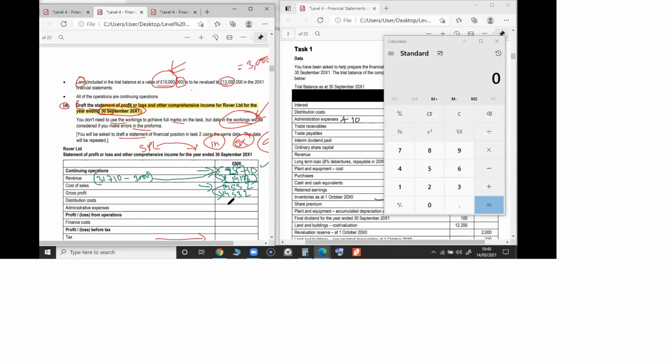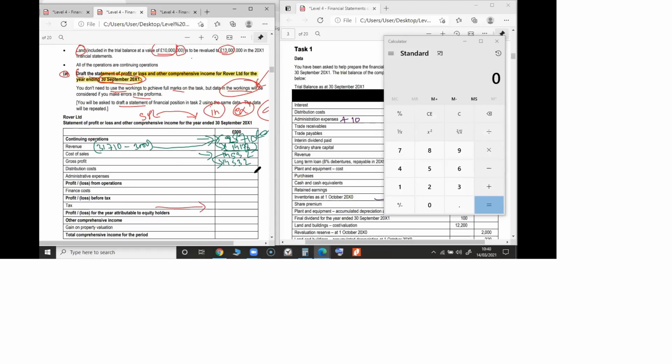Why did they give us this one? Continuing operation. Do you have any income from the continuing operation? Nothing. They gave us this extra box just to confuse you. Don't write it there. Line by line you got to write and you should get your answer.